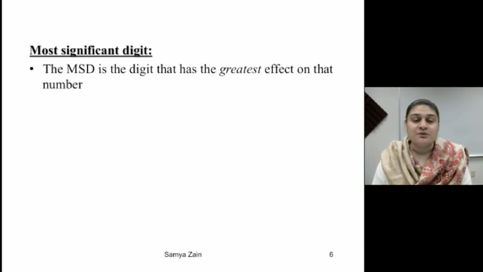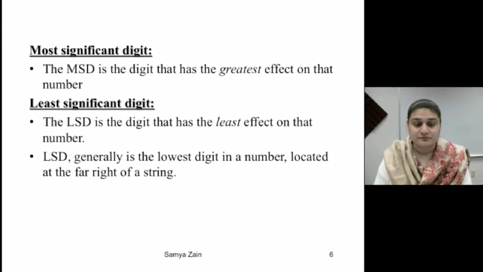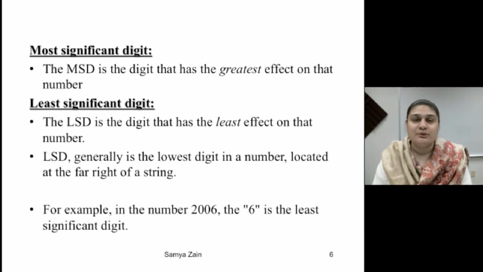So let's talk about most significant digits and least significant digits. Most significant digits, by definition, are the digits in a number that have the greatest effect on that number. By changing that one number, you can change the whole answer by a huge amount. Least significant digits are those digits that have the least effect on the number. Least significant digits are generally the lowest in a number, located towards the far right of a string of numbers. So for example, if you were to look at 2006, in this case, 6 is the least significant digit.